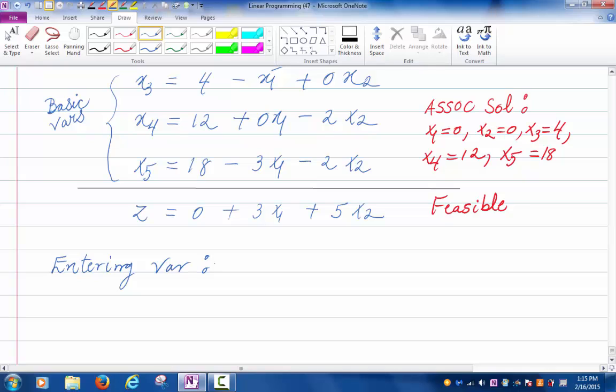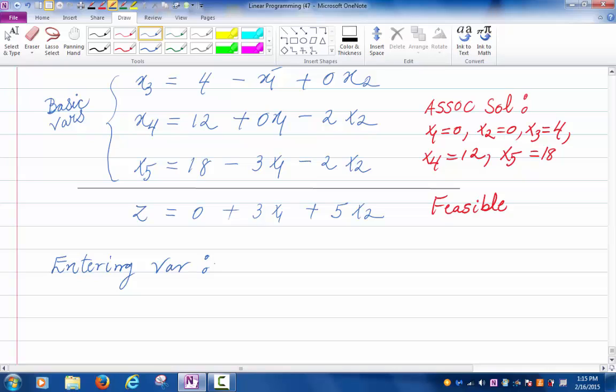The answer is yes, there are two. x1 and x2, they both have positive coefficients. Why does that mean that x1 and x2, any one of them, could be an entering variable? Because I can increase the value of the objective function z by increasing x1 or x2.